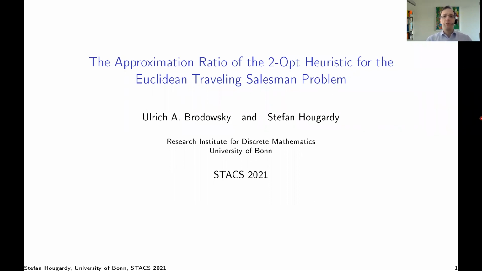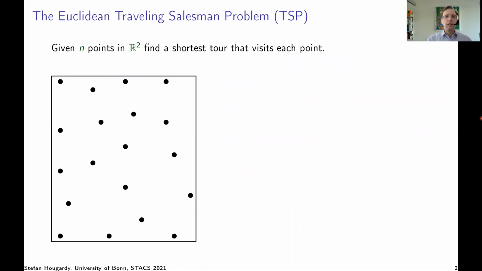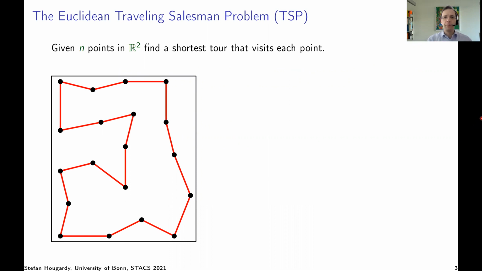Hello, my name is Stefan Hougardy and I will talk on the approximation ratio of the two-opt heuristic for the Euclidean traveling salesman problem. This is joint work with Ulrich Brodowsky. In the Euclidean traveling salesman problem, we are given n points in the plane and want to find a shortest tour connecting all these points.